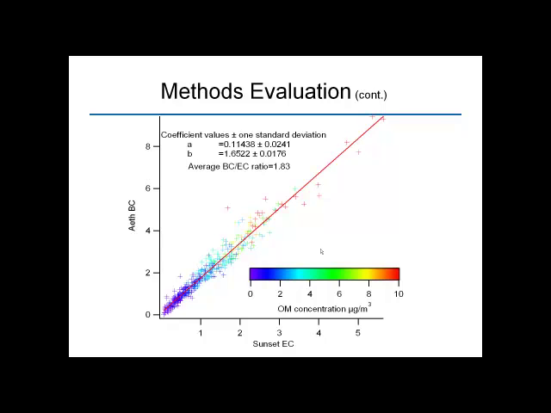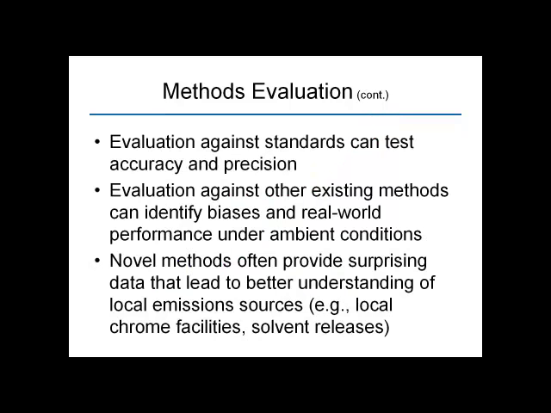And so really you want to evaluate against standards where possible, and against other pollutants and other existing methods, to identify any biases you might have and see how things change under real world ambient conditions. And a new method is oftentimes the best way of understanding what's going on in the atmosphere, because if you aren't measuring it, then you don't necessarily know what's going on with it, and so it can help us to understand what's going on with our local emission sources or the local chemistry of the pollutants.